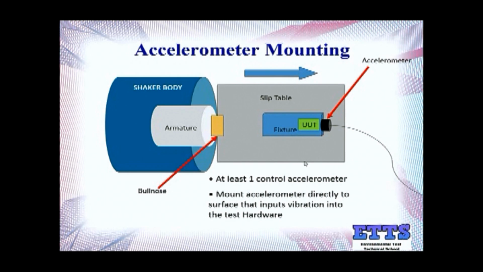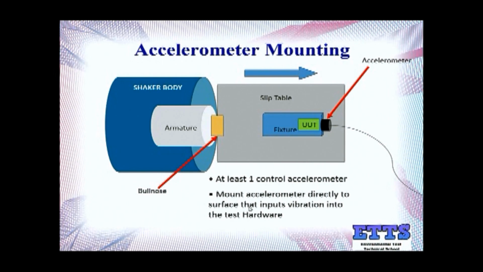Okay, when mounting accelerometers, you will want to use at least one control accelerometer. For smaller systems, one control accelerometer is more than enough for your control. When you need to use multiple controls, it is usually for a very, very large test specimen, or when you are using multiple fixtures and doing a batch test. You would want to have an accelerometer on each fixture if you were doing a batch test with separate fixtures for each of your units. But typically, for most small boxes, you could get away with using one control accelerometer.